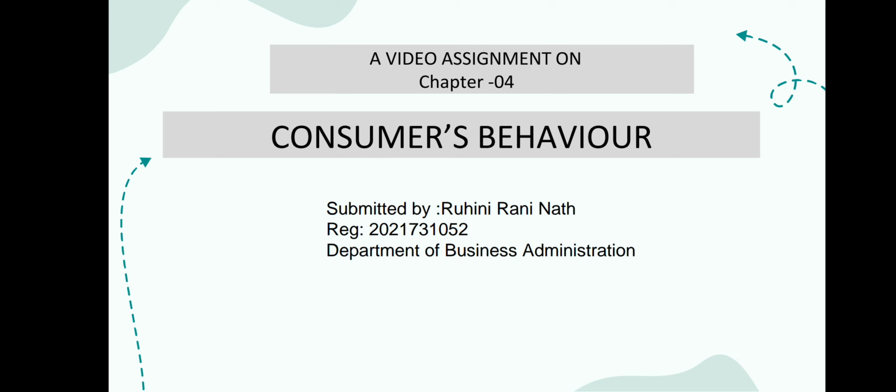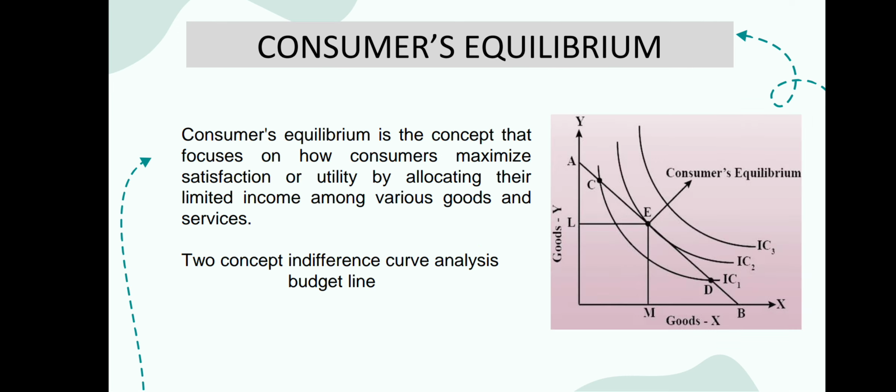This is the video assignment of Microeconomics Chapter 4, Consumers Behavior. This is me, Rohini Rainath, registration number 2021731052, and in this video I'm going to talk about this chapter's topic 4.2, which is consumers equilibrium.